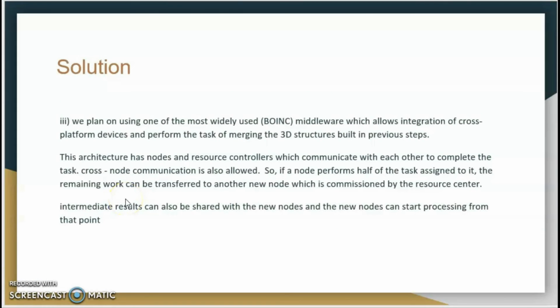Going further, we plan on using the Berkeley Open Infrastructure for Network Computing, which allows integration of cross-platform devices and performs the task of merging the 3D structures. The architecture has nodes, so the processing can be split among the nodes. For example, results from one node can be shared immediately, and the next node, or the volunteering node, can start processing from that point.